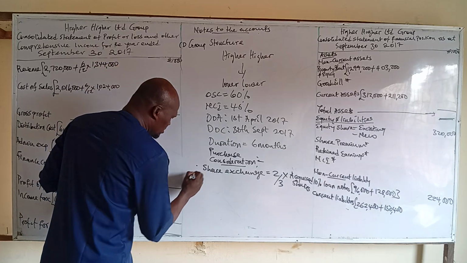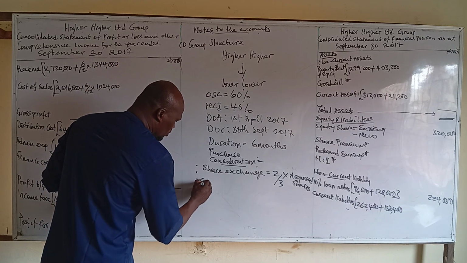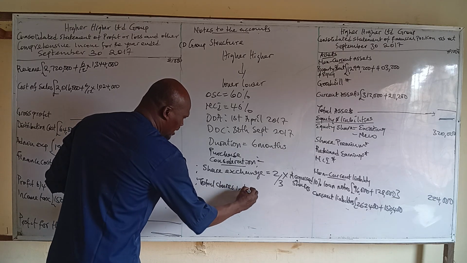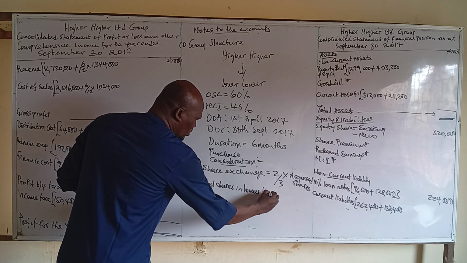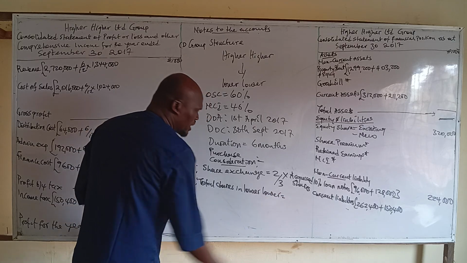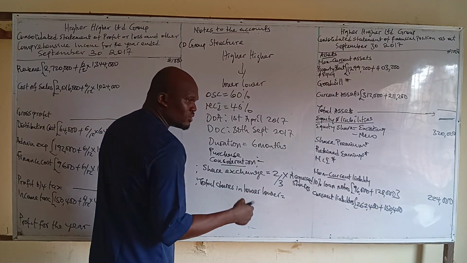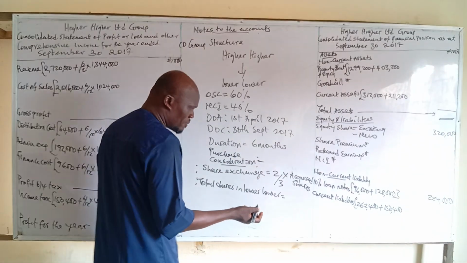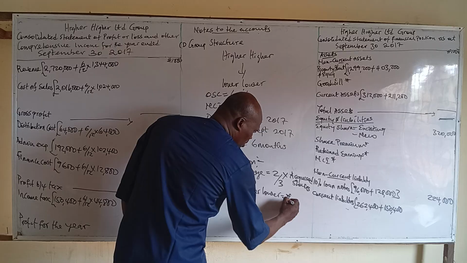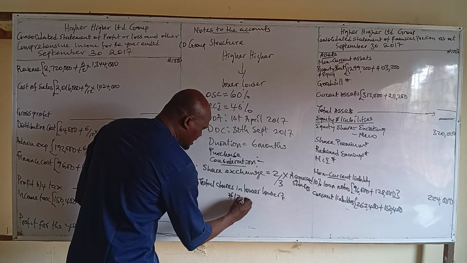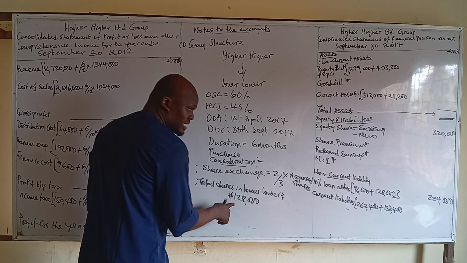So let's look at the total shares in Lower. What's the total shares? Go to the equity component of Lower. What do we have there? 128,000 naira, right? 128,000. Yes, sir.